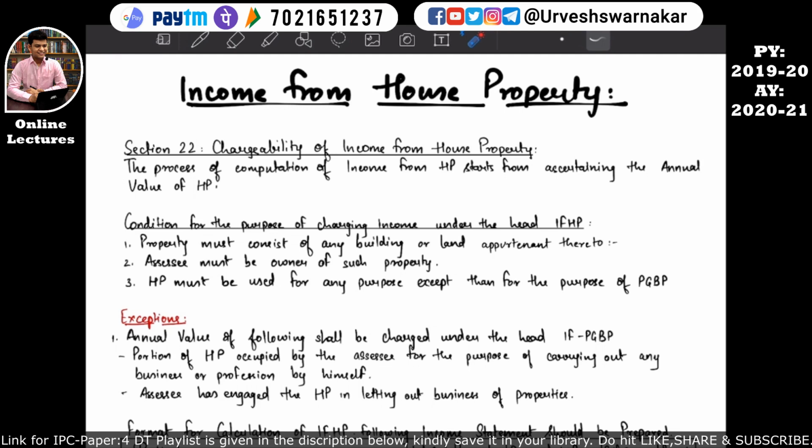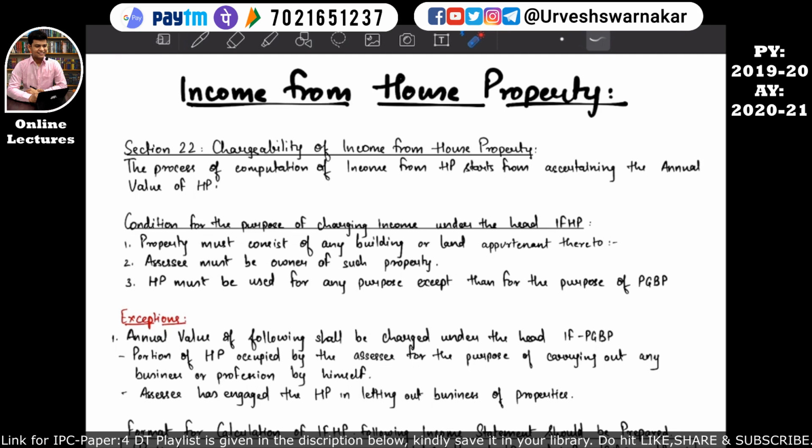So if a building is there, a building will be considered as a house property if such building is a flat, a standalone house, a godown, a shop, a residential premises, or not a residential premises but a commercial premises. Then also it will be considered as house property.